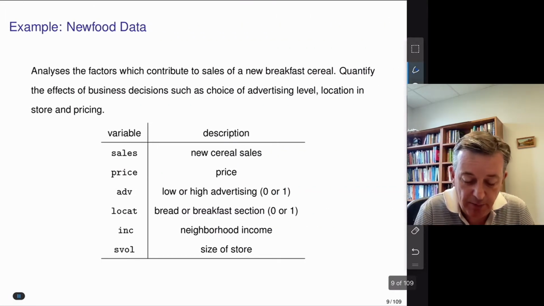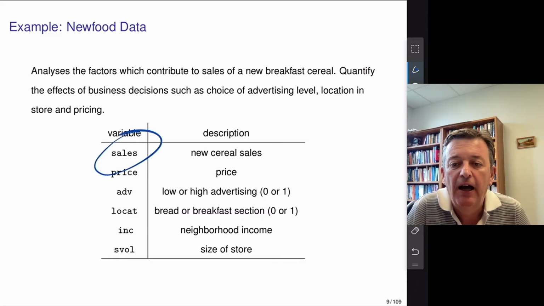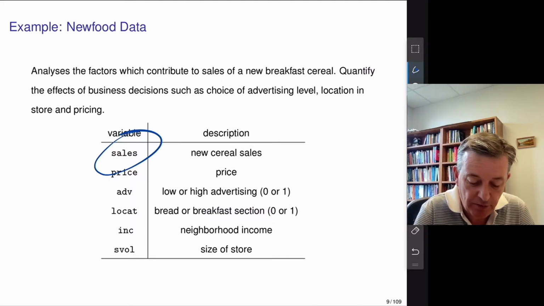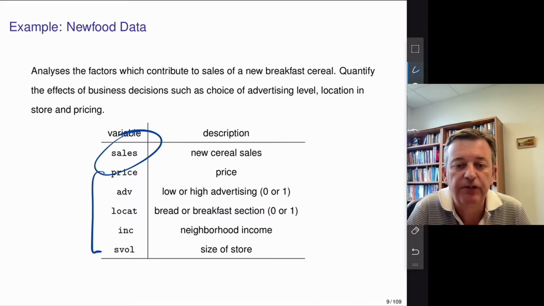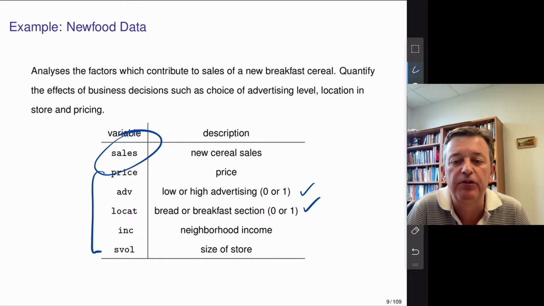So here's the name of the game. I want to predict sales of a new breakfast cereal. The second you see sales and price variables, you're typically thinking in terms of logs. I want to work out elasticities of variables. So I've got price, advertising, location in the store, neighborhood income, and size of the store. And just quickly looking down, I've got two what's known as dummy variables. We'll talk about those in a minute.